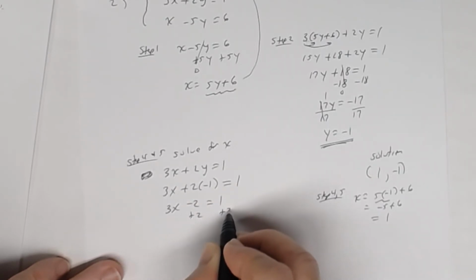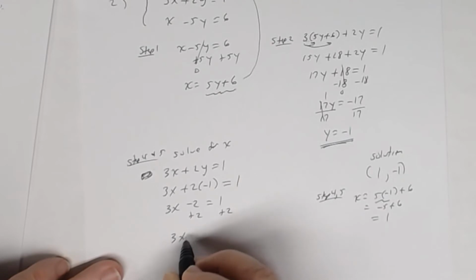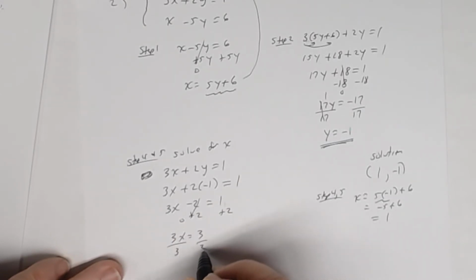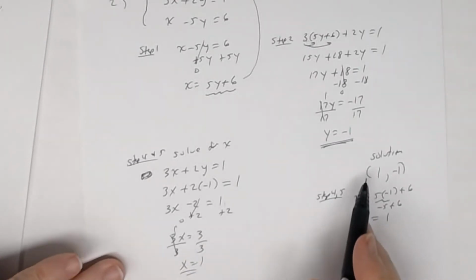Adding 2 to both sides, I get 3x equals 1 plus 2 is 3. This is 0. And divide both sides by 3. And look what you get. You get x to be 1. All right, so that's your solution.